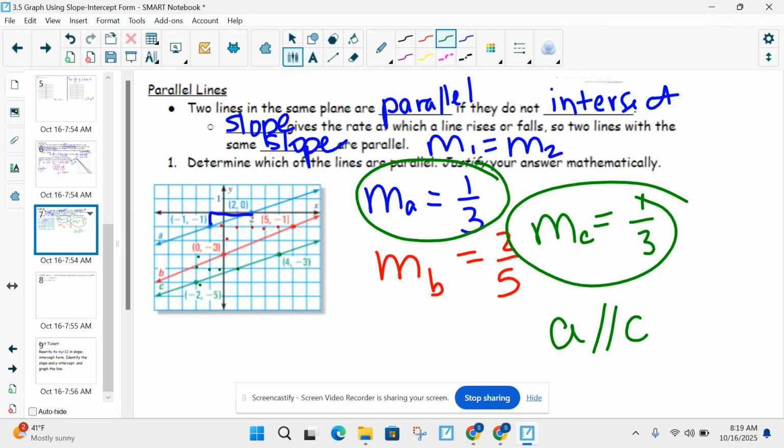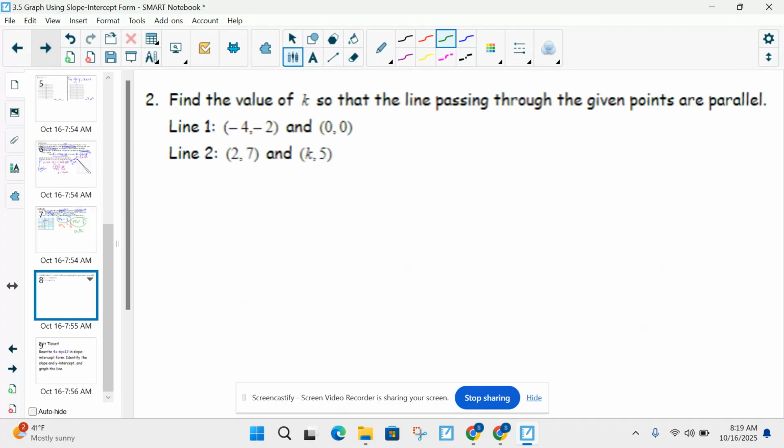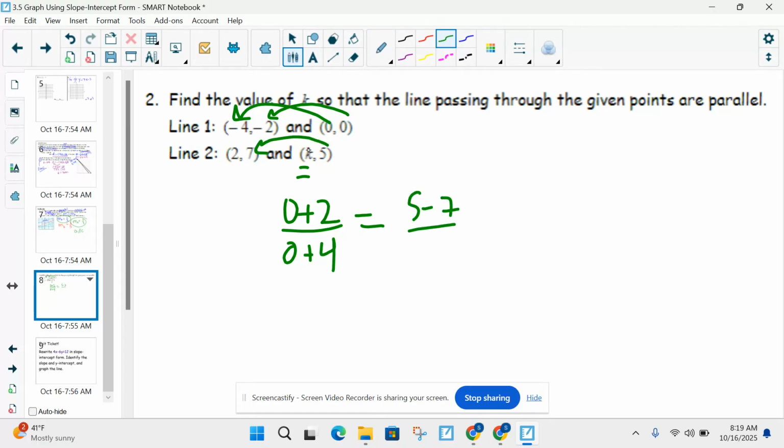Okay, and last but not least, a question that is similar to one you've done before, just one extra step. If you want to show that these two lines are parallel, you would set up the slope formula between them, and then you'll solve for k. So for line 1, the slope would be 0 minus -2, or 0 plus 2, over 0 minus -4, or 0 plus 4. And that would be equal to the slope of line 2, which would be 5 minus 7 over k minus 2.